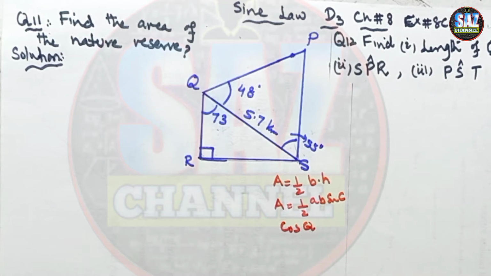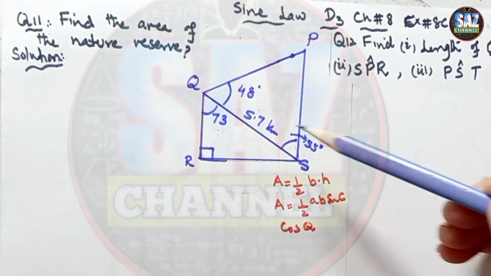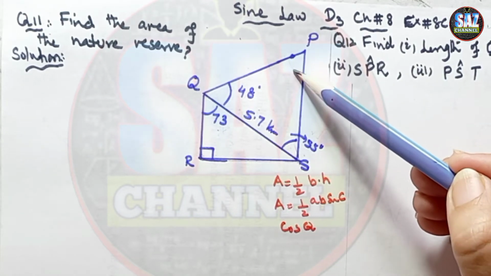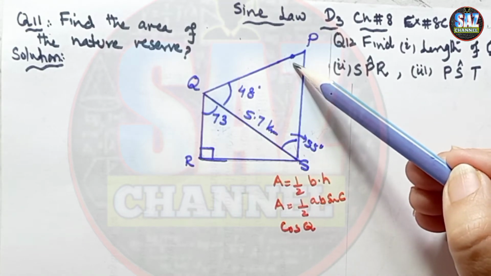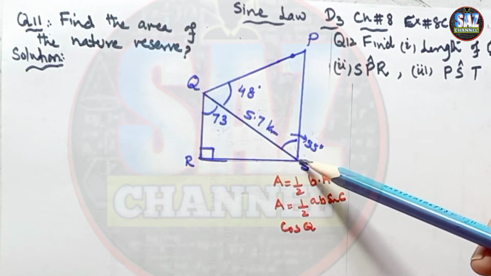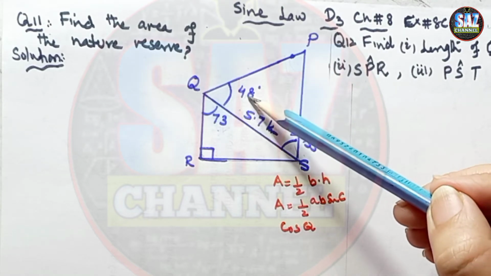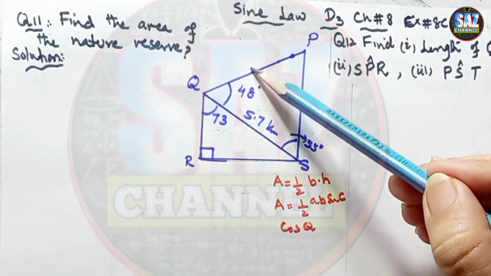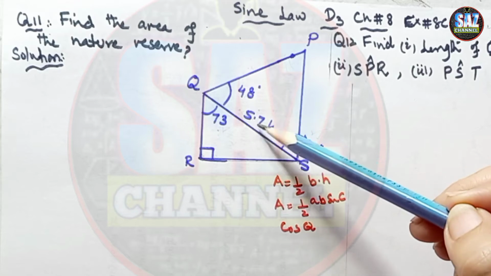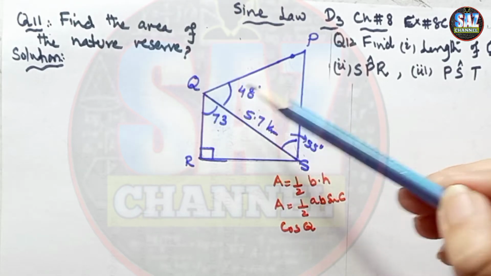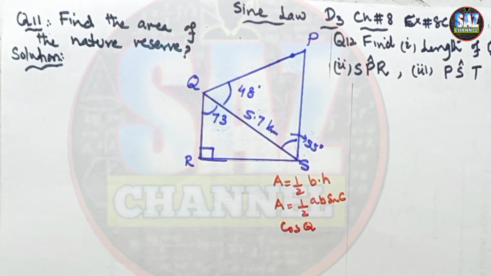Then moving to the second triangle, we have two angles, one is 55 degrees and one is 48 degrees. I can easily find the third angle by adding up these two angles and subtracting the sum from 180 degrees. Then again in triangle QSP, I have one side 5.7 and one angle, and if I am able to find this side, QP, then I can apply the formula half into 5.7 into QP and sine 48, and that will help us in finding the area. So let's move to the solution of the question.